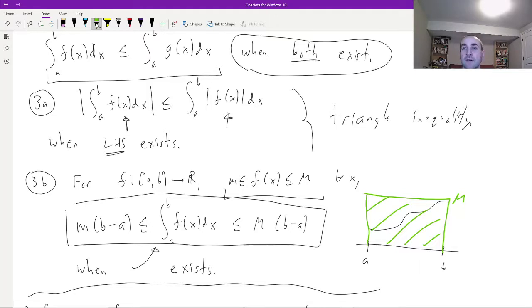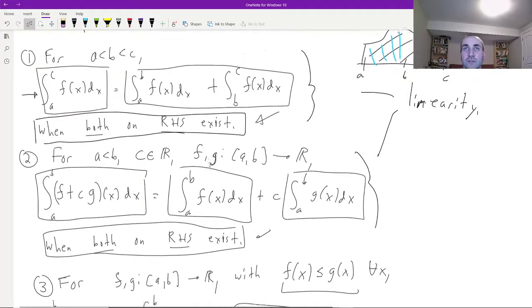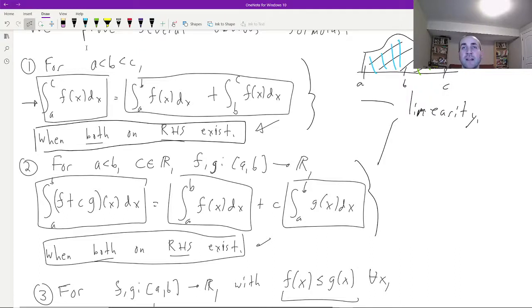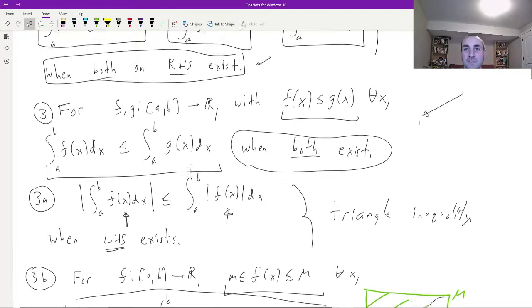Okay, so that was a lot of theorems rattled off fairly quickly, and I'm doing that a little bit on purpose to try to emphasize the fact that you probably more or less know all of these facts. Certainly 1 and 2, these linearity formulas, are ones that you've used quite frequently in calculus class. The third one I hope is sort of clear, right? If I have an inequality between functions, of course the same thing is true when I integrate those functions.